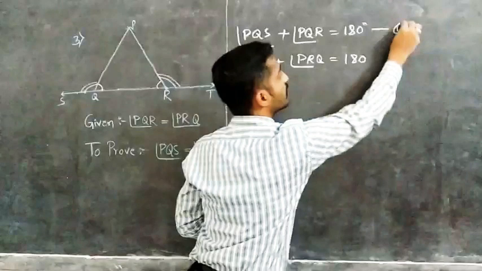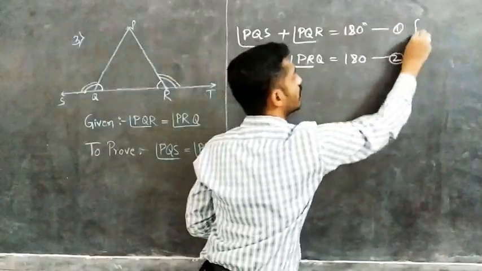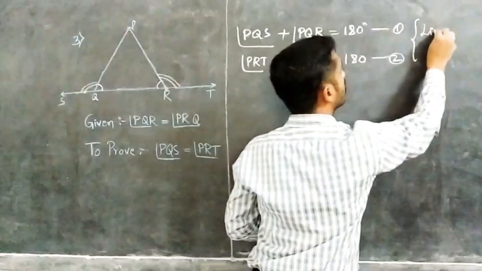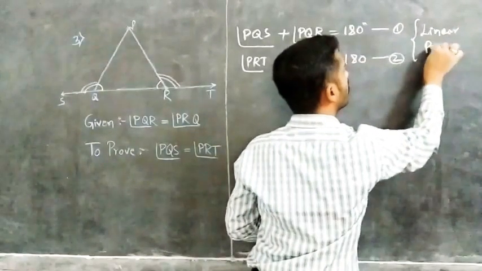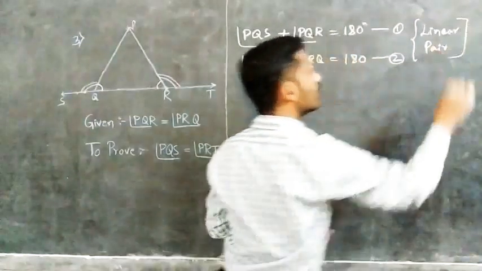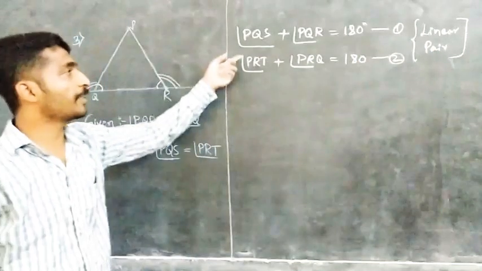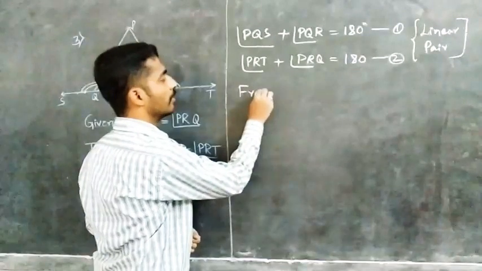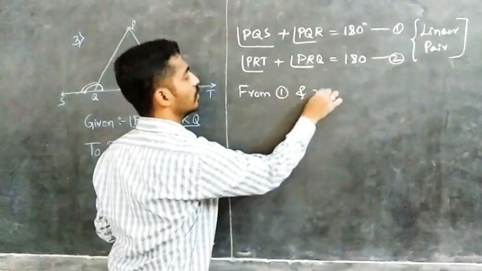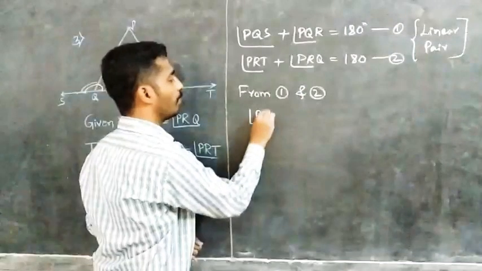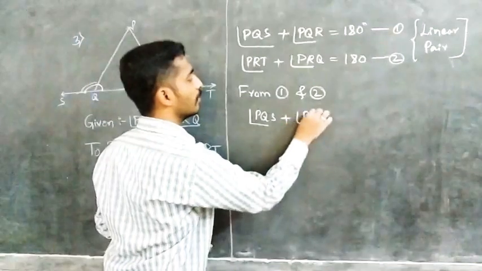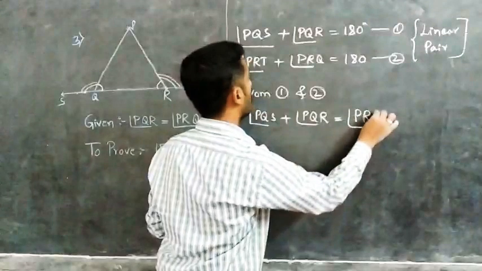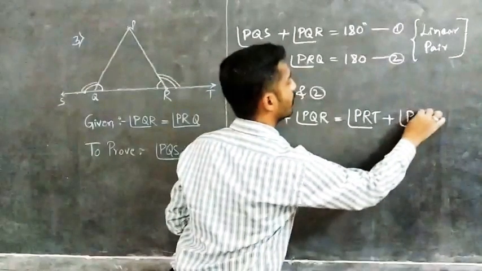So let's take it as equation number 1, equation number 2. So here write it. What is the result? A linear pair. Okay, so equations 1 and 2 both are equal to 180 degrees. So from 1 and 2, PQS plus PQR is equal to PRT plus PRQ.